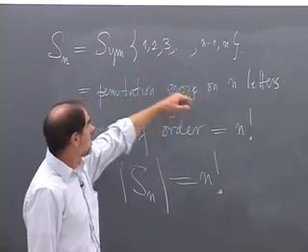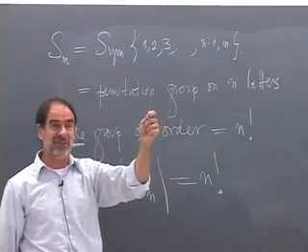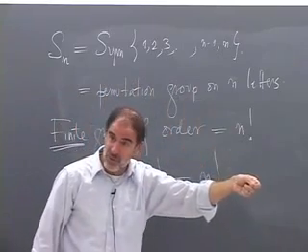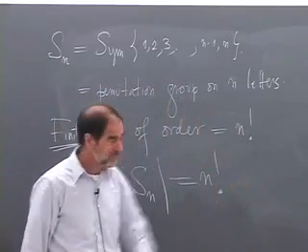letters. Why? Because there are n choices for the letter you take first. And then there are n minus 1 choices for the letter you take second. And then there are n minus 2 choices for the letter you take third.